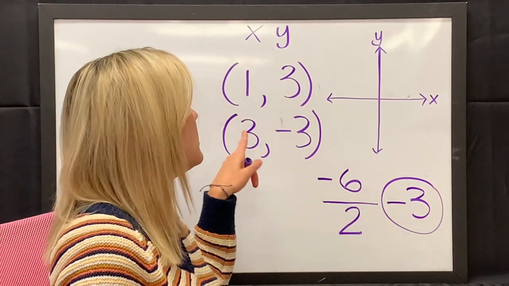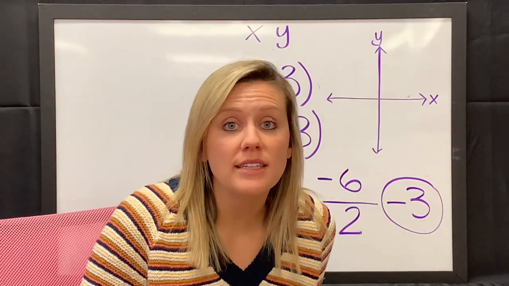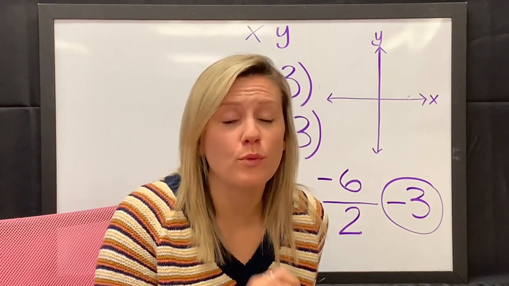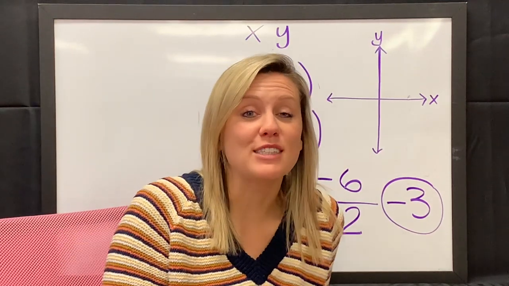So if we drew a line and connected those points, we would go down 3 over 1, down 3 over 1, and they would have a negative slope.